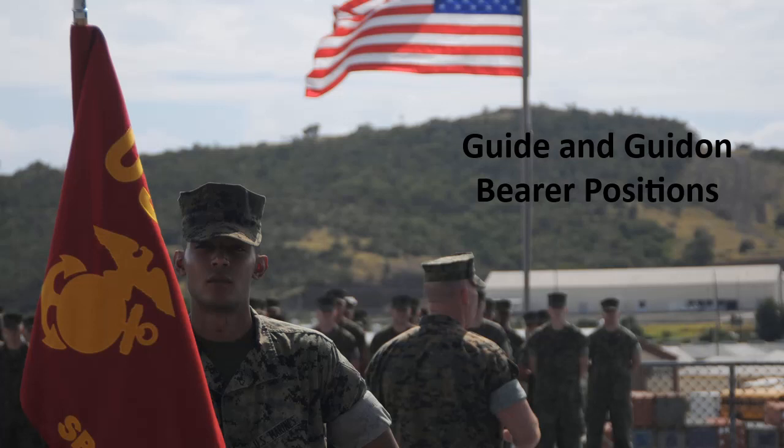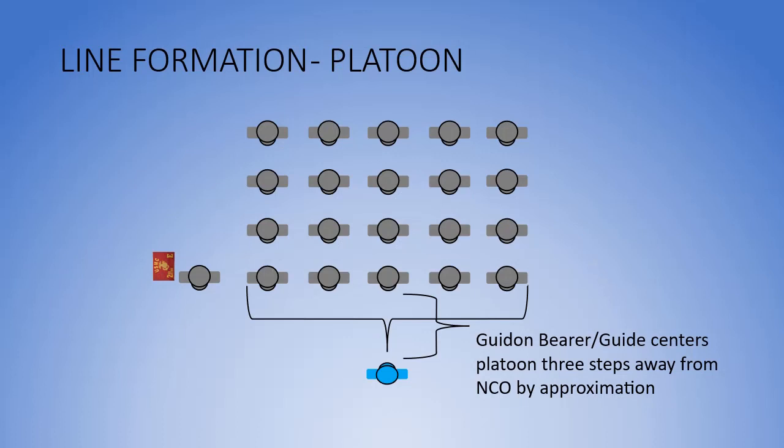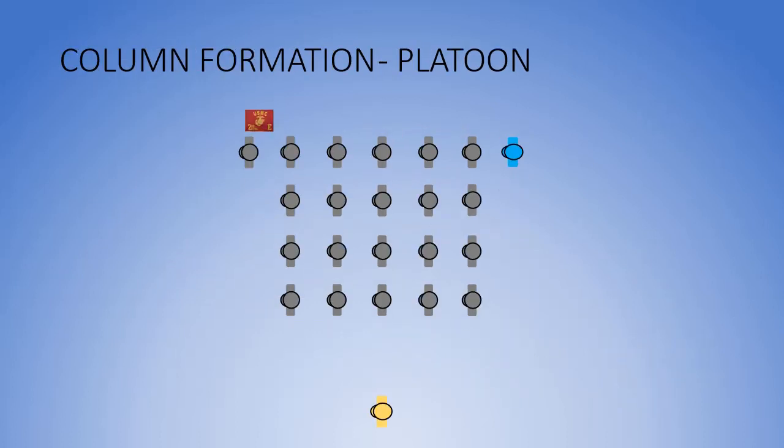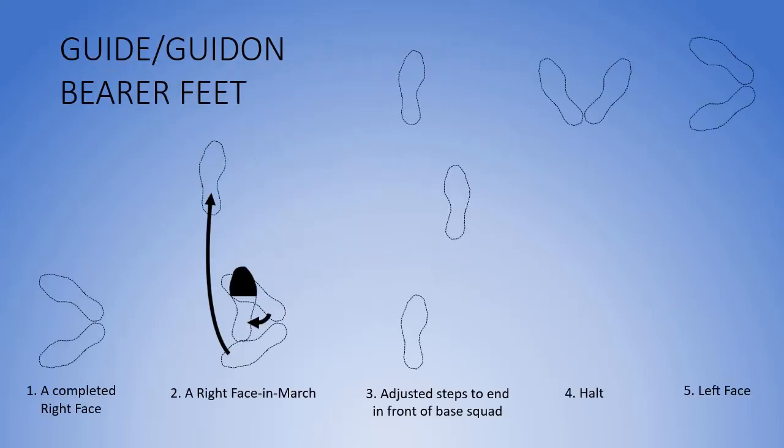Next, we will cover platoon guide and guide-on-bearer positions. The platoon guide falls in first for the platoon, and everyone takes their post from that position. Once the commander gives right face and the platoon will march, the guide takes his post in front of the base element.